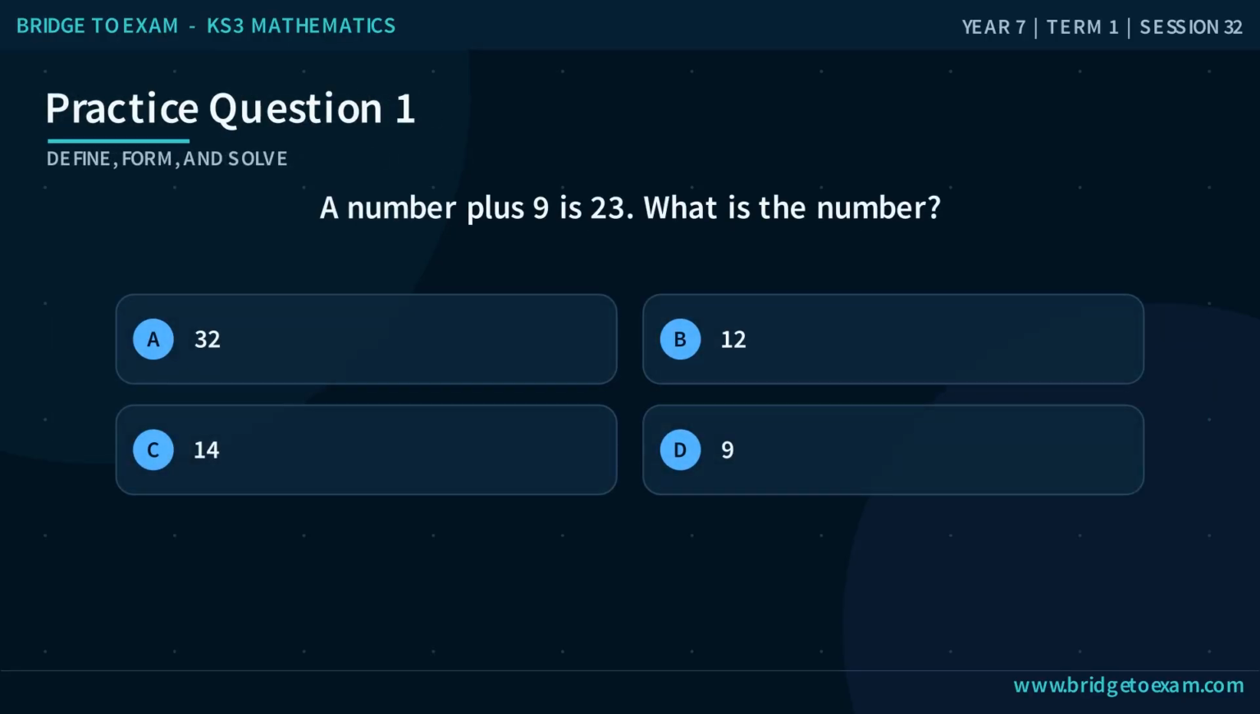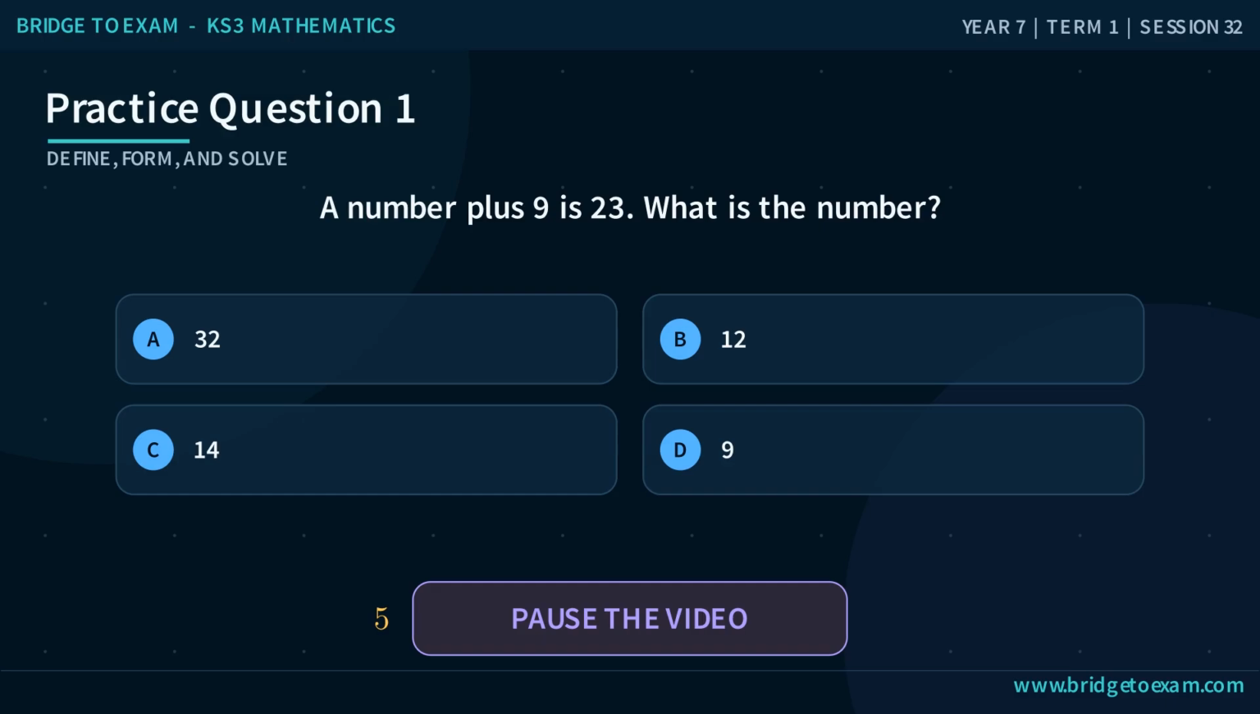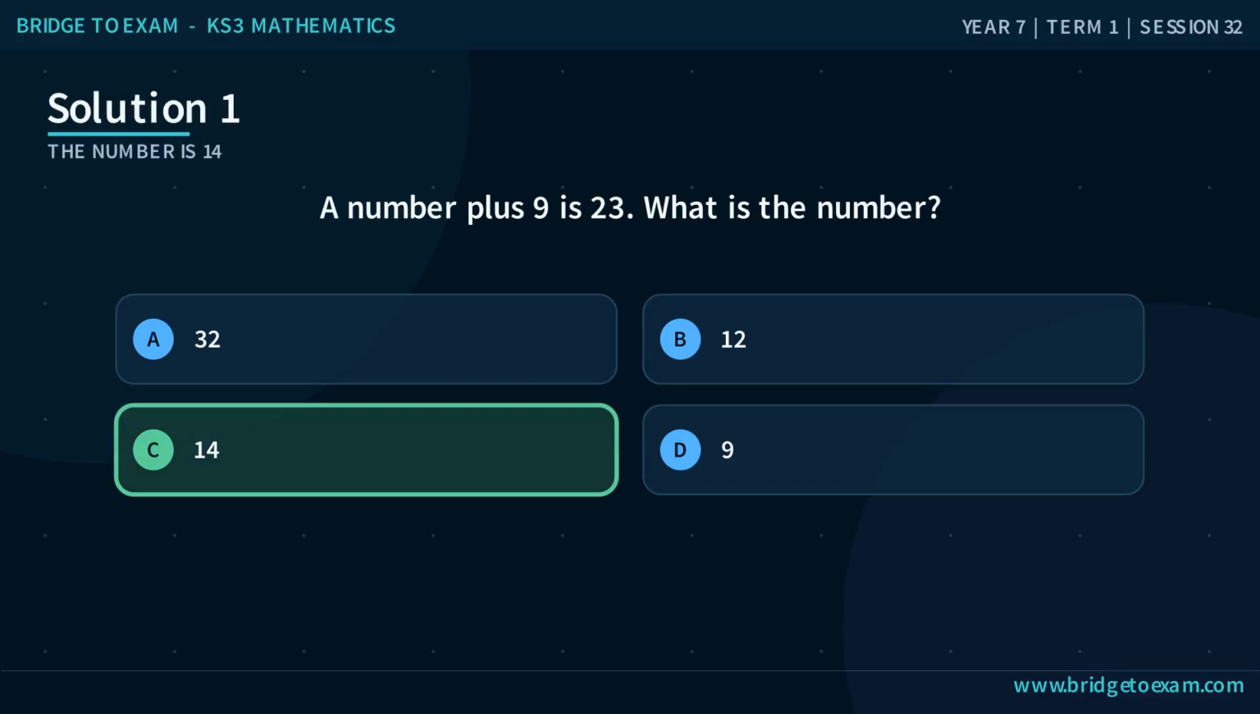Practice question 1. A number plus 9 is 23. What is the number? Option A is 32. Option B is 12. Option C is 14. Option D is 9. Pause, define x, form the equation, and solve. Option C is correct. The number is 14. The equation is x plus 9 equals 23. Subtract 9 from both sides to get x equals 14.